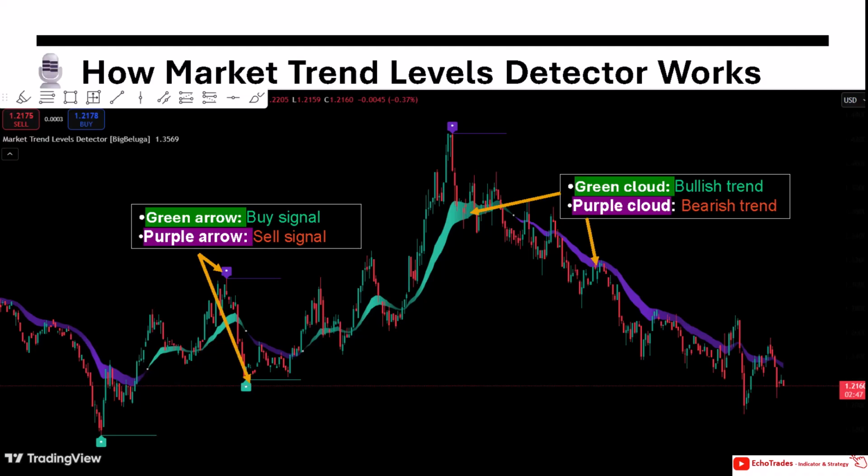And visually, what you get is actually pretty intuitive, right? It cuts through the noise. You'll see a green arrow pops up that's suggesting a potential buy, and a purple arrow suggests a sell. Exactly. And there's more. You also get these clouds. A green cloud tells you the trend is generally bullish. A purple cloud points to a bearish trend. So it gives you a really nice snapshot of the market's overall direction at a glance.